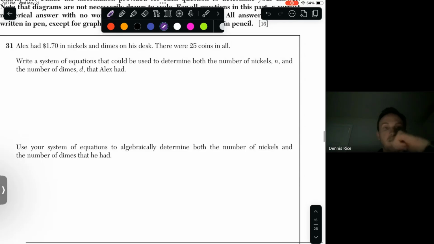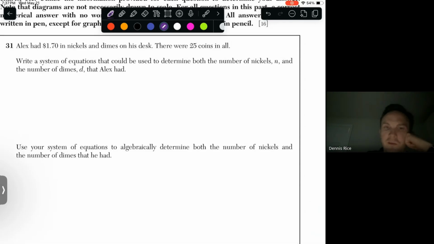Okay. Question 31 is what we did in class. We did a lesson on this. You had a test on this. So if you saw this, you'd be like, all right, I know what to do. We call this a coin system. Alex had $1.70 in nickels and dimes on his desk. There were 25 coins in all. Write a system using N and D, and then algebraically solve it. So we'll start this one together. Can anyone tell me what would your 2 equations be here?